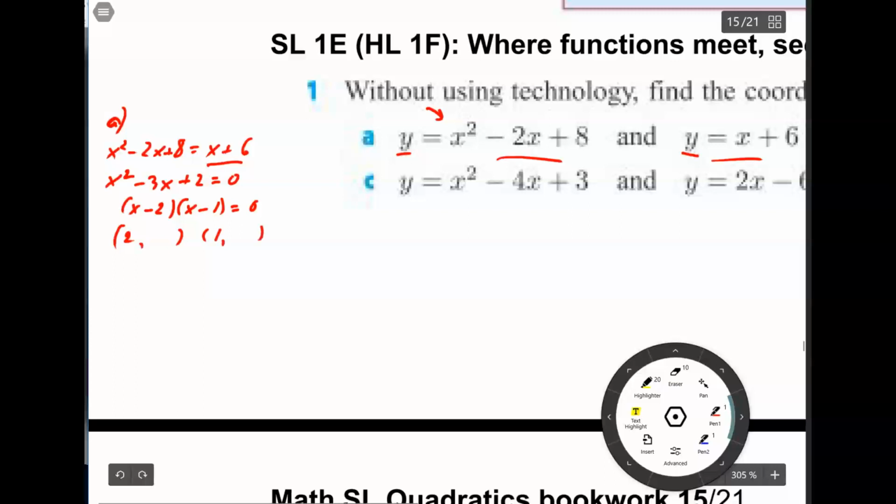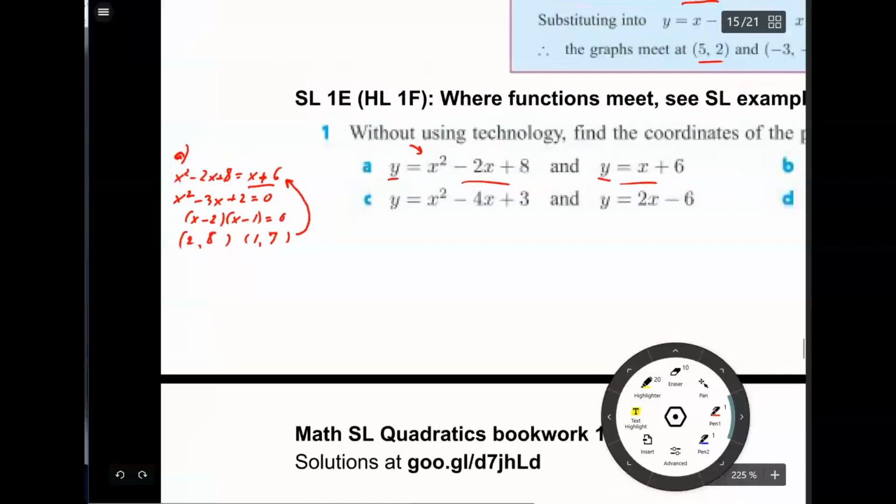How do I find the something? I find the something by plugging it back into either one of the two sides here. It's easier to put it in the linear equation, right? So x plus 6. So the y value for the x coordinate of 2 is 8, right? Because 2 plus 6 is 8. I put the 1 into x plus 6, and that gives me 7. Okay? After I finish with these, I'm going to take one of these and graph it for you just so you can see what that means physically.